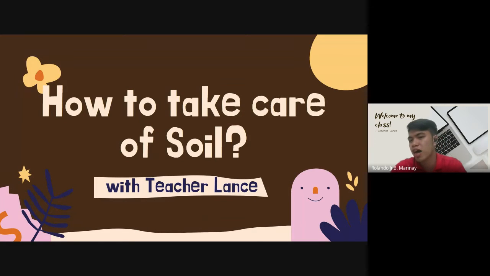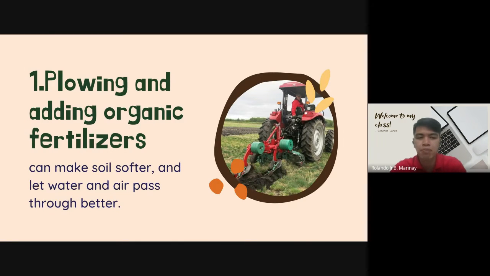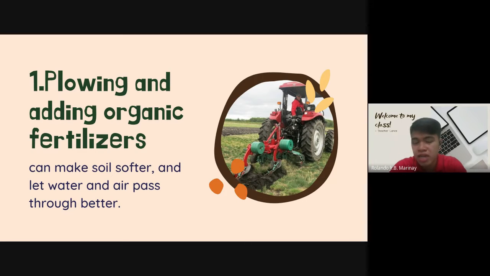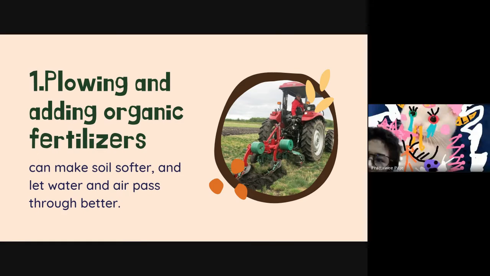Since we already know the ways of misusing soil, now we are going to learn how to take care of soil. So how do we take care of soil? The first one is by plowing and adding organic fertilizers. When we add organic fertilizers to the soil, it will give nutrients to the soil. And when we do plowing, it will also help the soil become better. Remember number one, plowing.